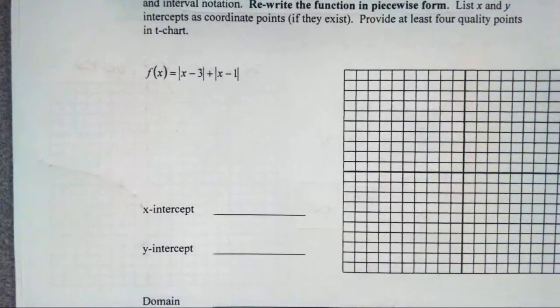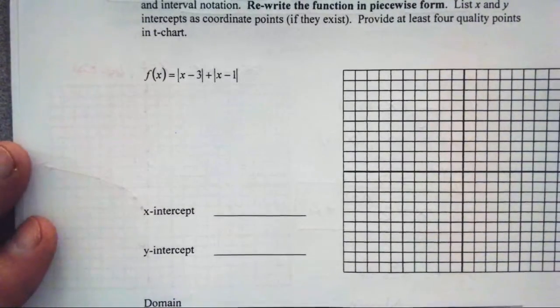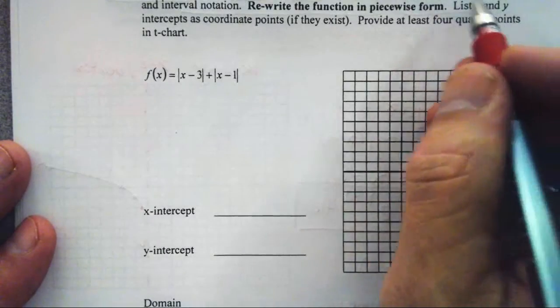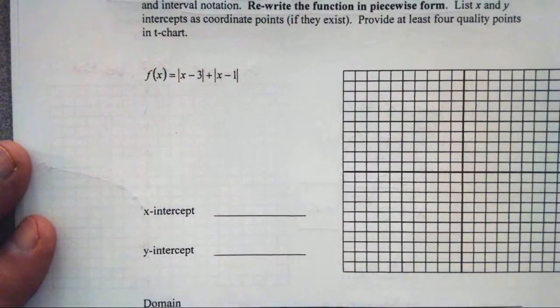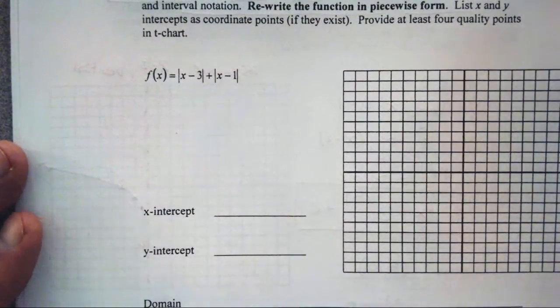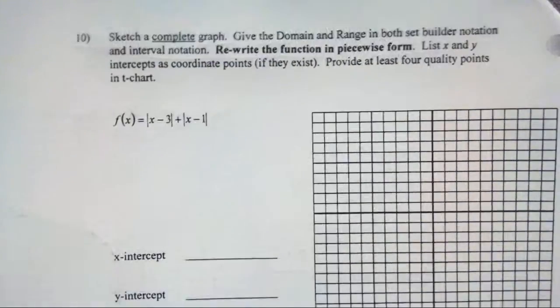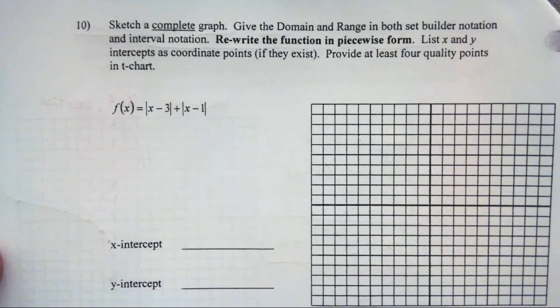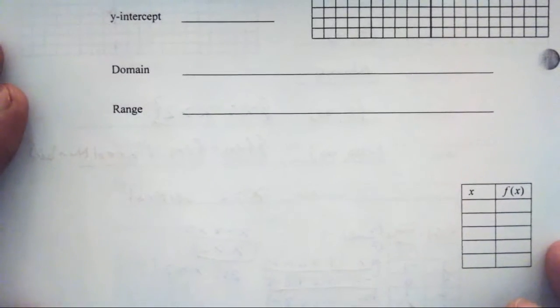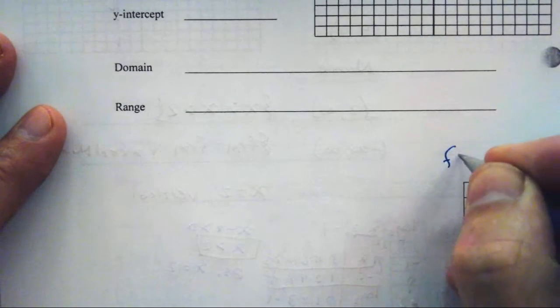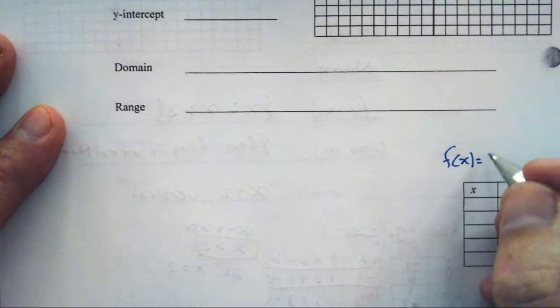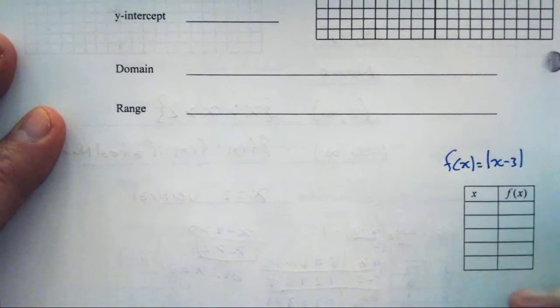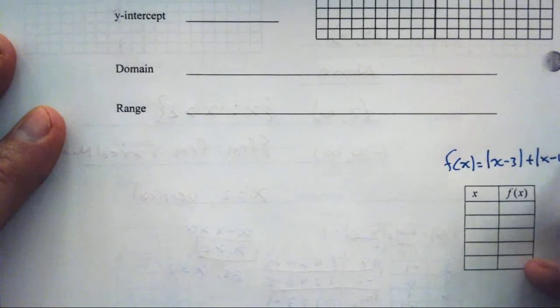Okay, one more of the sketch the graph ones. Sketch the complete graph, give domain and range both in set builder notation, interval notation, rewrite the function in piecewise form. We did that earlier. And then we have list x and y intercepts as coordinate points if they exist, provide at least 4 quality points. So I'm going to go down to my t-chart down here, and I'm going to rewrite my function. F of x is absolute value x minus 3 plus absolute value x minus 1.